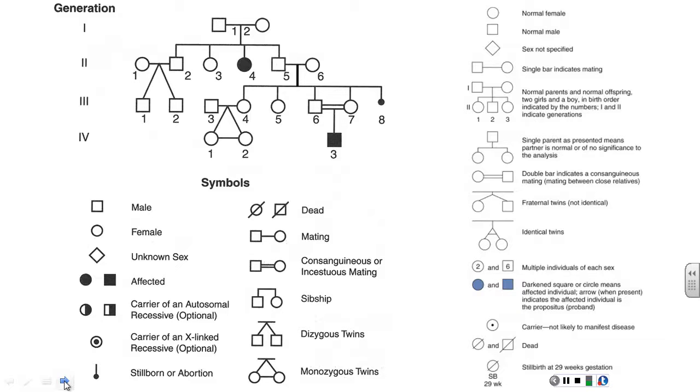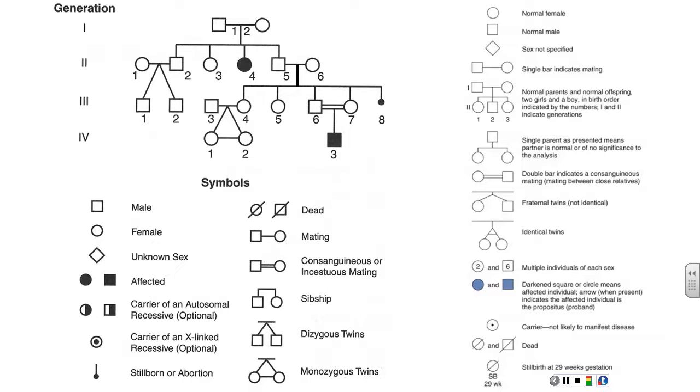So one of the things we're going to be looking at now is we're going to look at some pedigrees. One of the things I want you to be able to do is interpret a pedigree. I want you to be able to go through the basics of reading a pedigree, which we're going to go through right now. And also, I want you to be able to tell me, what type of pedigree are we looking at? Is it an autosomal recessive? Is it an autosomal dominant? Is it an X-linked? Is it a mitochondrial? And we'll go through those.